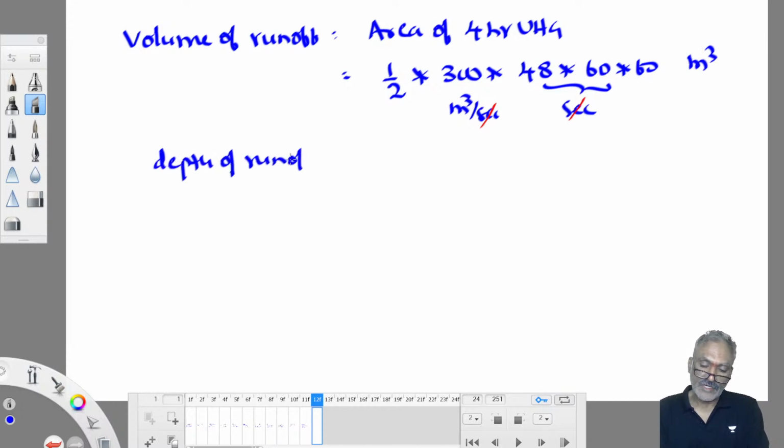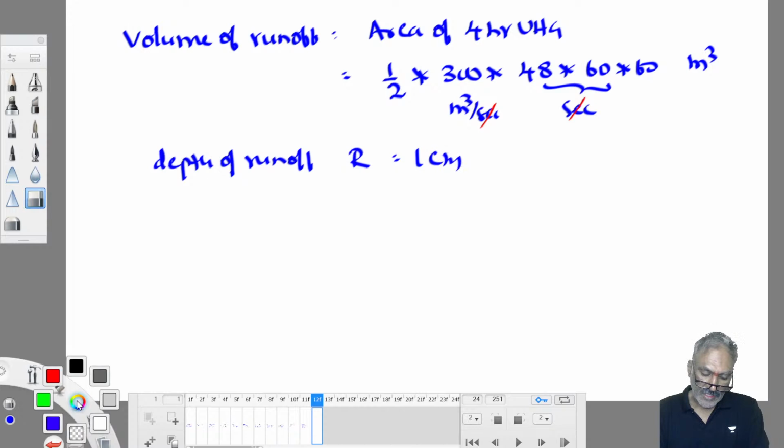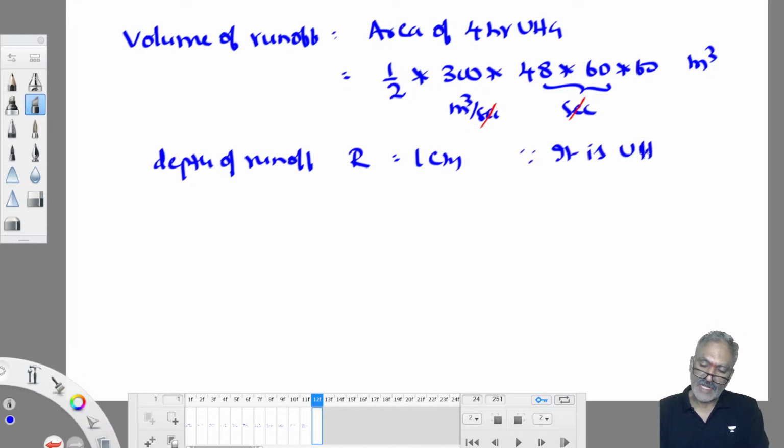Since we are taking the unit hydrograph as a reference, the depth of runoff R is always equal to 1 centimeter because we are using a unit hydrograph. If it is a direct runoff hydrograph, R may be more than 1 or less than 1. So exactly 1 centimeter means by default it is a unit hydrograph. Therefore 1 centimeter means it is 1 by 100 meters.